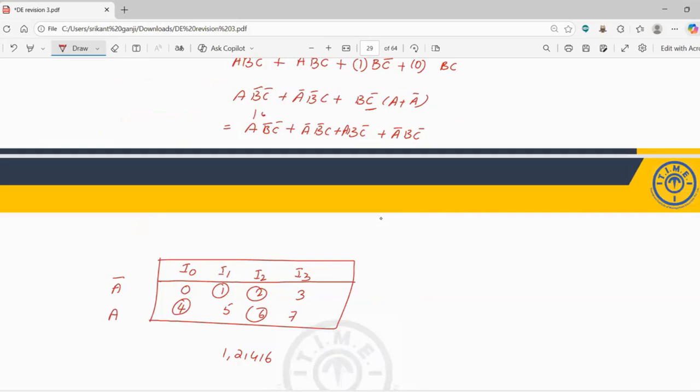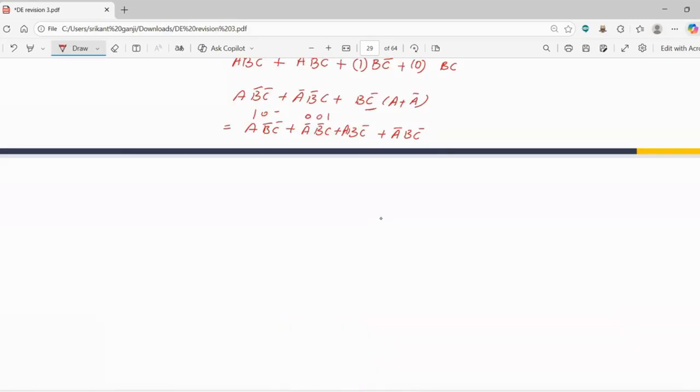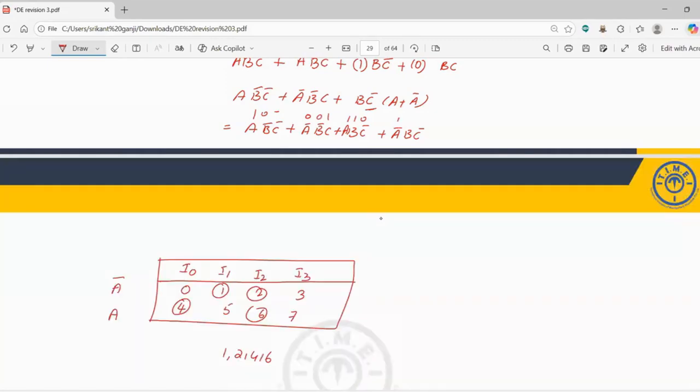So this is 100, this is 001, 110 here, and this is 010. So 010 value is 2, and 110 value is, okay, 421 means 6 here, 001 is 1 here, and 100 value is 4. Is it matched or not? Yes, 1 comma 2 comma 4 comma 6.